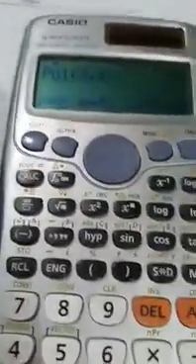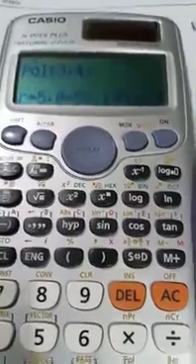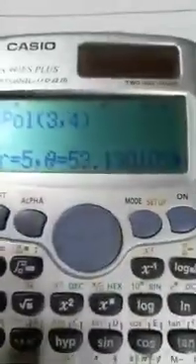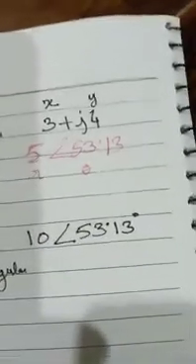So our answer is R is 5 and theta is 53.13. So we'll write 5, this is R, and angle 53.13. So this is R and this is theta. This is in polar form.